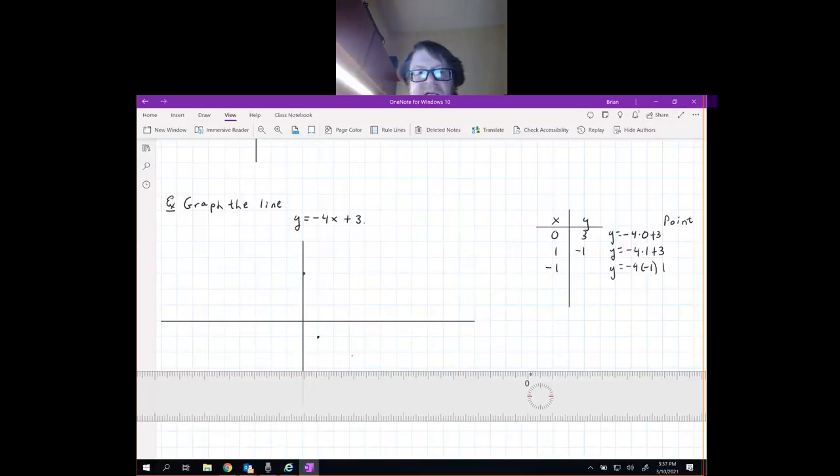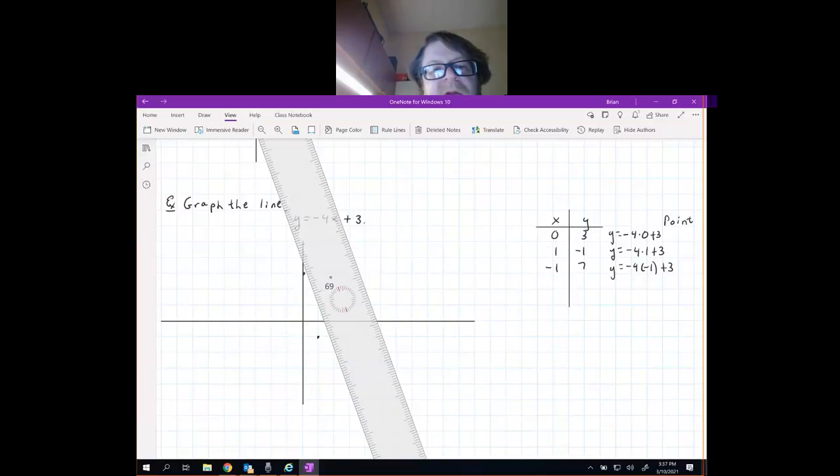This time the -4 times the -1 is +4. 4 plus 3 is 7. And now to plot that, I'm going to start at the origin and go to the left to x equals -1, and then go up 7 places. 1, 2, 3, 4, 5, 6, 7. I know it's off my graph, but I'll put the dot up here. And they look like they line up. The only way to know for sure is to take my ruler and lay them out to see if they do line up.